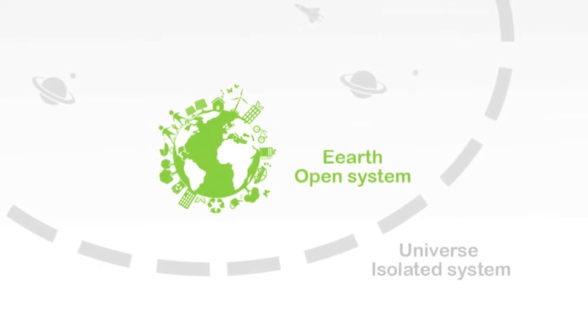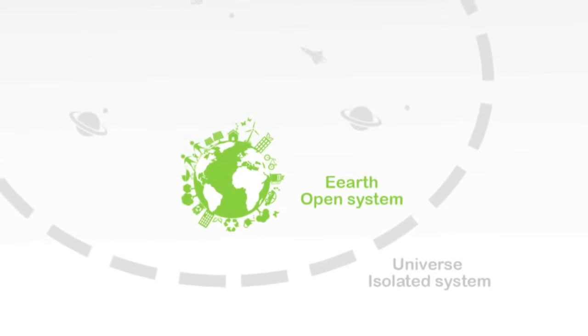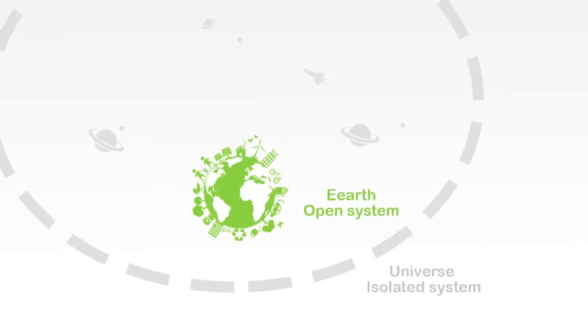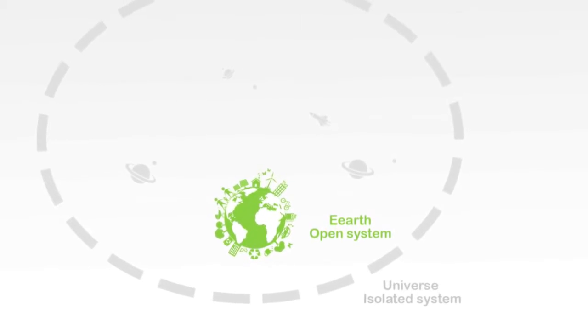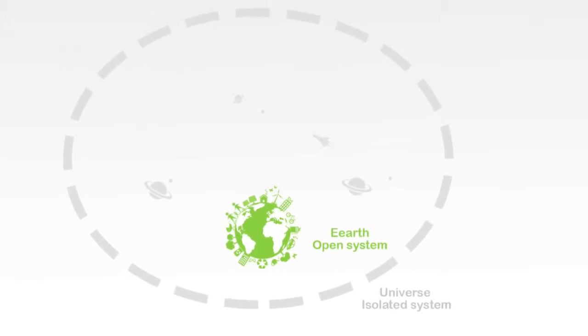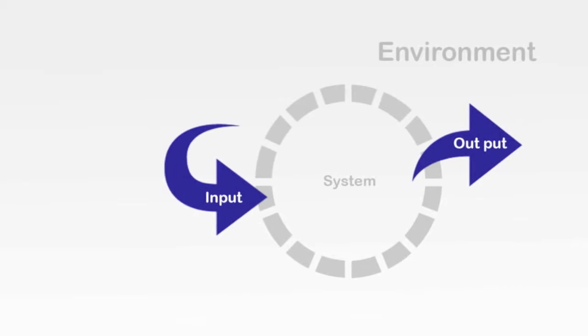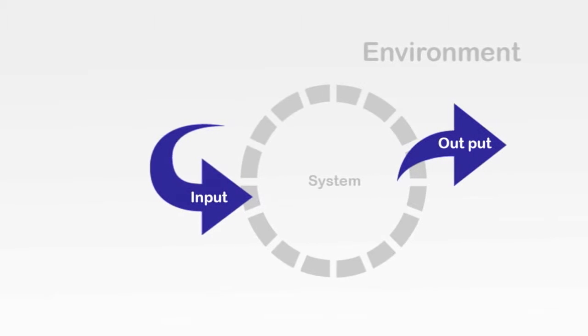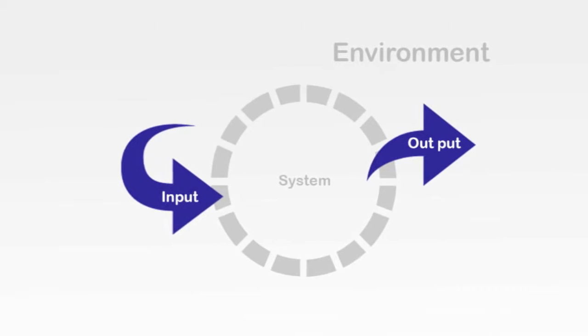A system can be either open or isolated. Isolated systems do not interact with their environment, but most systems are open, meaning that there is an exchange of energy and resources between the system and its environment. The passing of energy or resources from the exterior of the system's boundary to the interior is termed an input, whilst the reverse is termed an output.